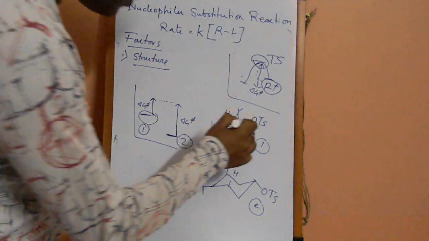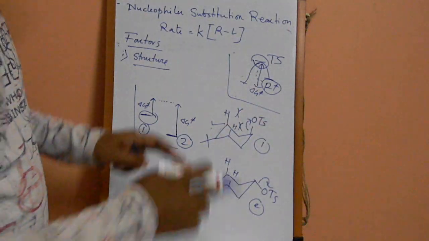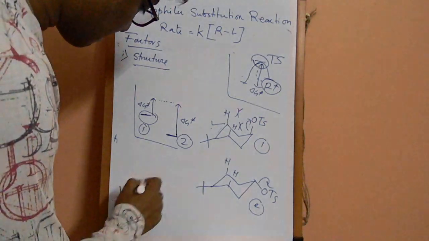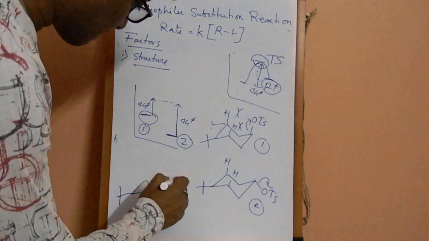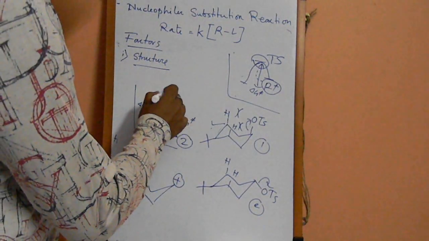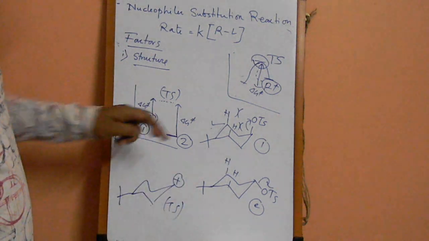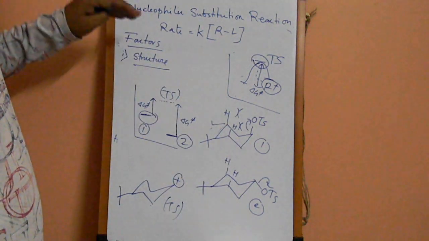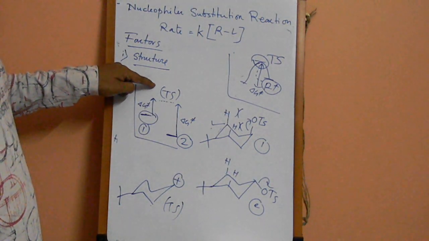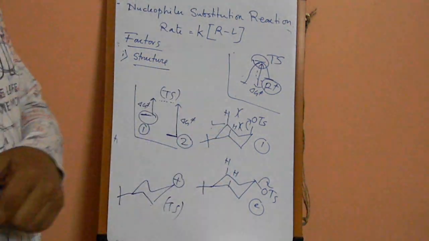So now if you remove this leaving group, you will attain the same transition state. So this is the transition state and this is the transition state. Now because this molecule 1 is higher in energy, it requires less activation energy to reach the transition state. So 1 will react faster compared to 2.